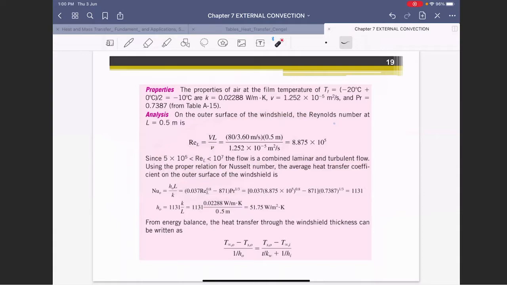So okay, after this, can you see the subscript O? Not zero, O, meaning outside. O is outside. Okay?